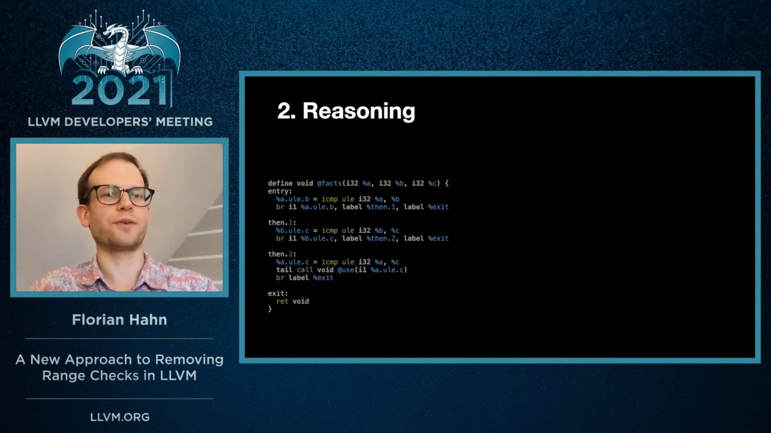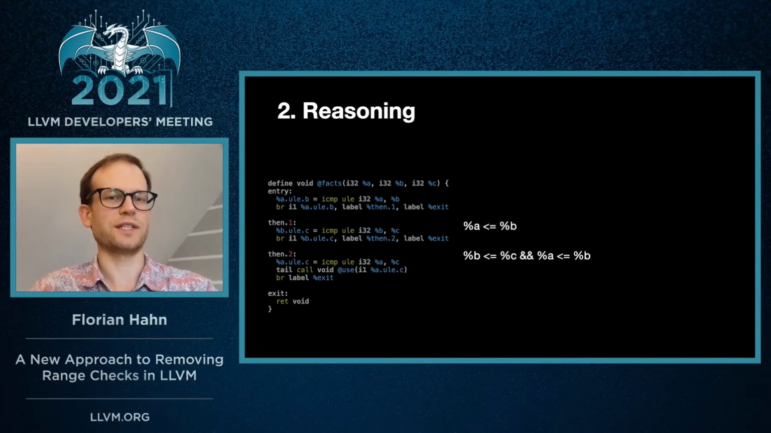So how does this now work for our running example? Through our traversal, we will add a <= b to the system when we enter the then1 block. Then we will also add b <= c to the set of our known facts when entering the then2 block. In the then2 block, we have the condition a <= c. And this is what we want to simplify. To do so, we need to check whether the system containing our known facts implies the condition. To do so, we can add the negated condition to our set of known facts.